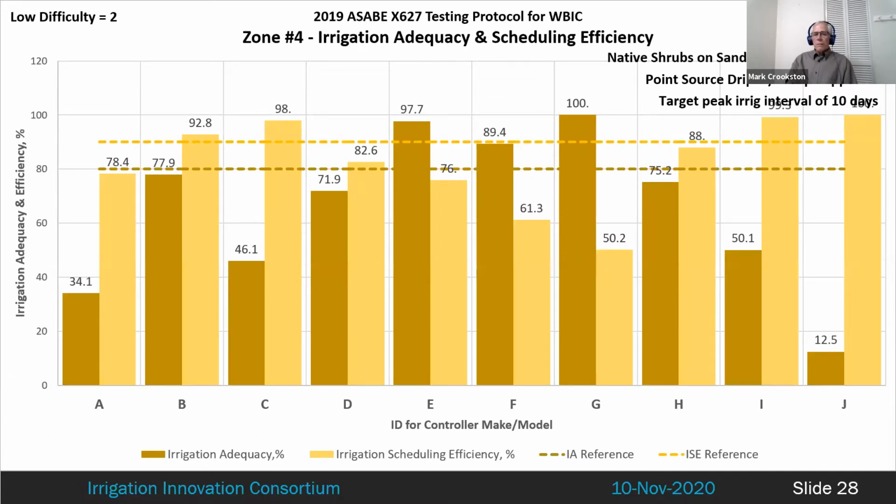This is for zone number 4. It's of a low difficulty, only 2. Controllers B, D, E, F, and H had relatively high marks for both, whereas controllers A, C, I, and J tested lower in irrigation adequacy in 2019.